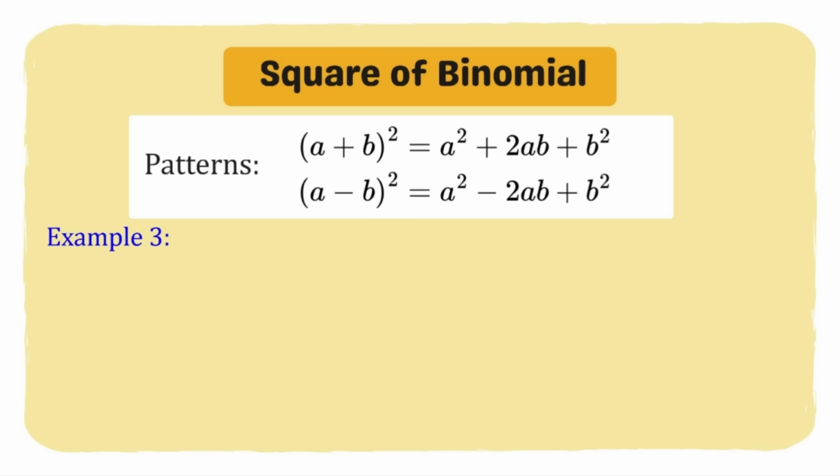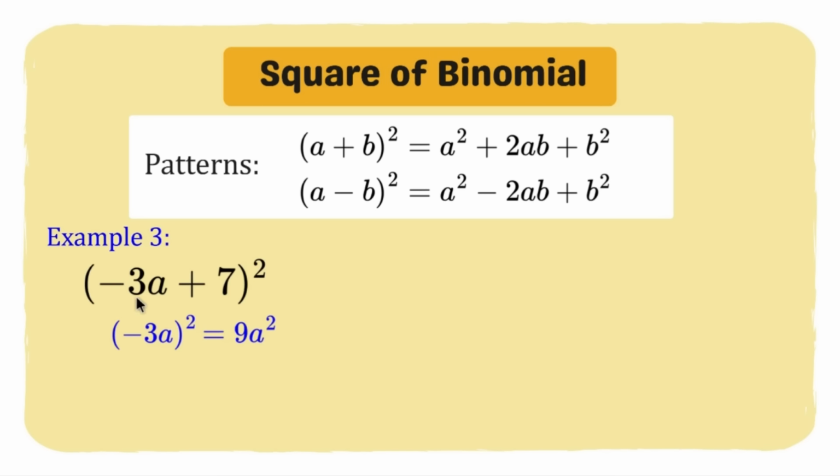Okay, for our third example, we have here negative 3a plus 7 raised to 2. Here, we already have a negative first term. So, ano pong gagawin natin dito? Ganun din po. We just follow the pattern. So, since this is plus, ito pong unang pattern ang gagamitin natin. So, we have here negative 3a squared. Yung ating first term, kukunin lang natin yung square niya. That's why we have here 9a squared. Negative 3a times negative 3a is 9a squared.